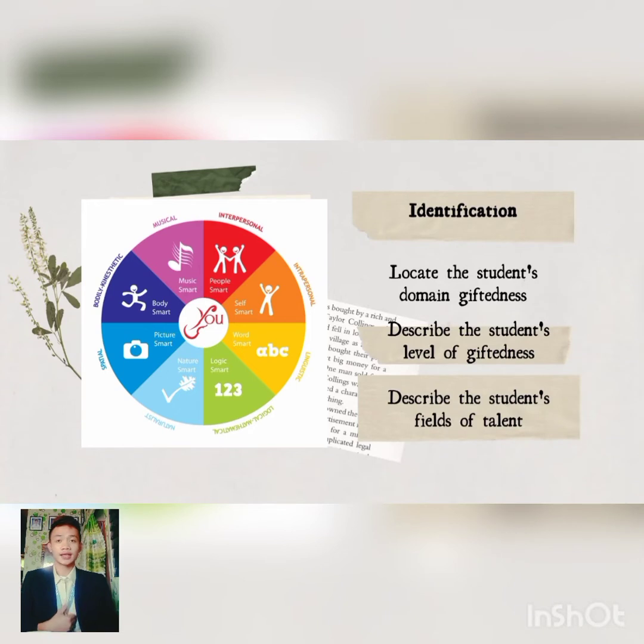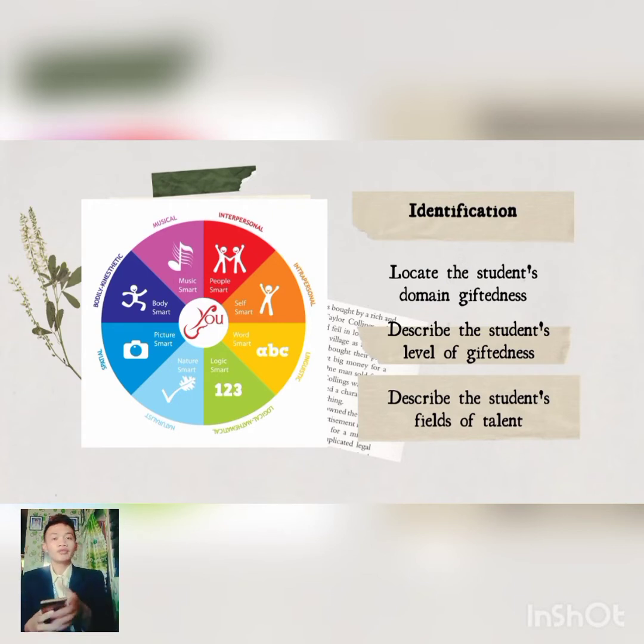Let's proceed to the second slide. But how are we going to identify gifted children, or how are we going to determine whether children are gifted or talented? So in 1993, Gardner conceptualized that the giftedness of a child is multifaceted, which means intelligence could be numerous, one or more than one. So to identify gifted and talented students, one must do the following.